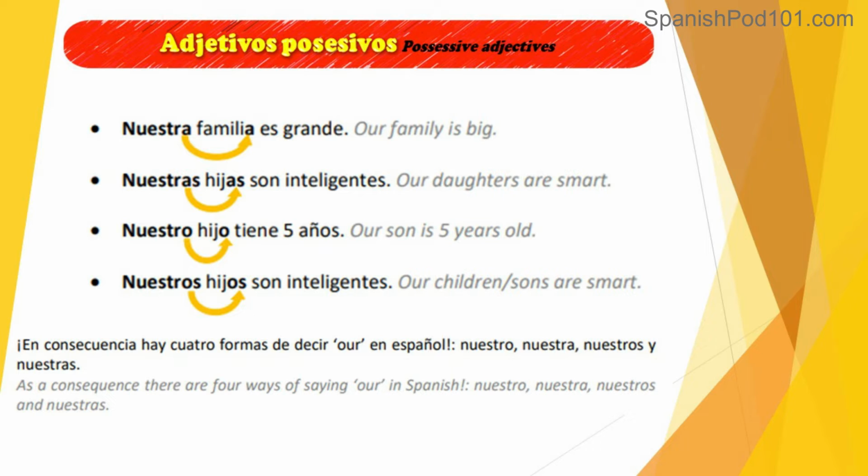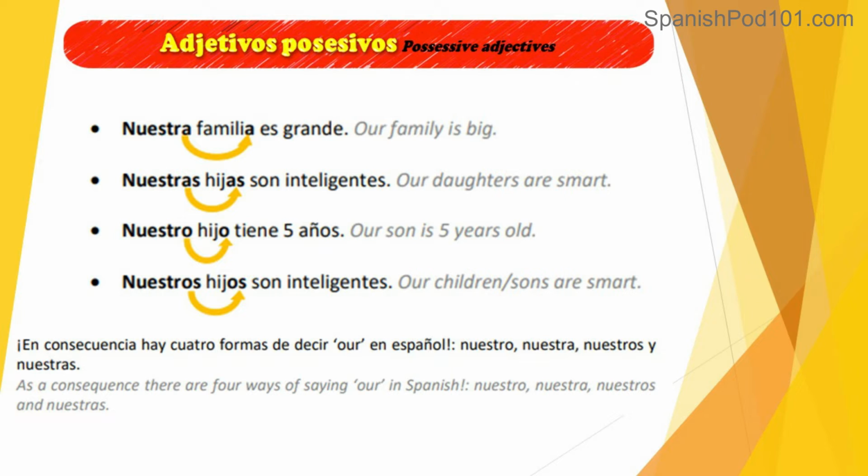Let's have a look at another example. Nuestras hijas son inteligentes. Our daughters are intelligent or smart. As you can see in this case, what we are possessing or talking about is hijas, which is in the plural femenino form. That's why we have to say nuestras.